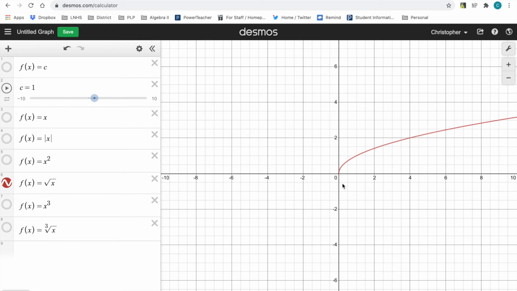Its range is also very similar because the range also starts at 0, and even though it kind of looks like it's leveling out, it's still increasing here as we go. So the range is also going to be that 0 to infinity.